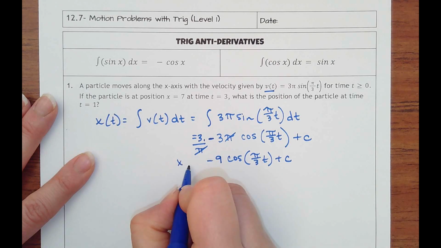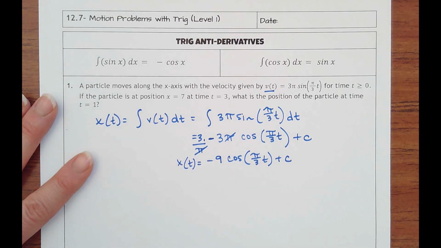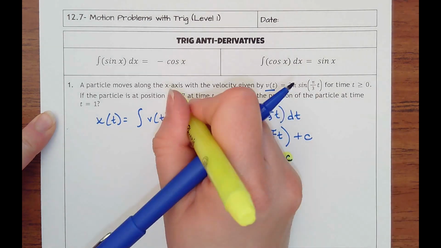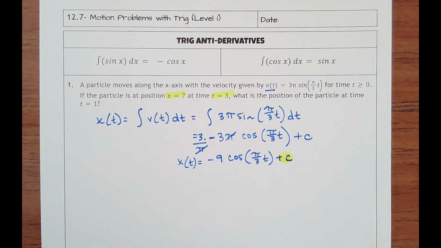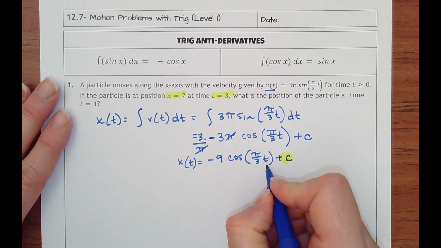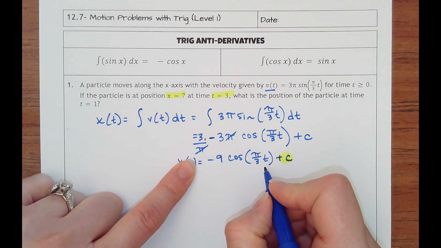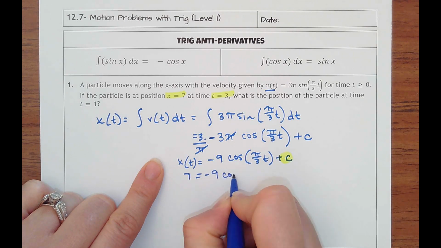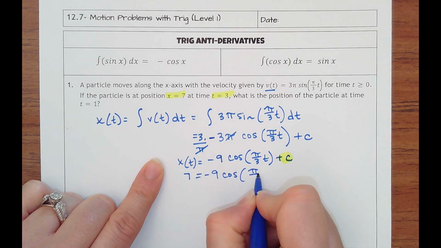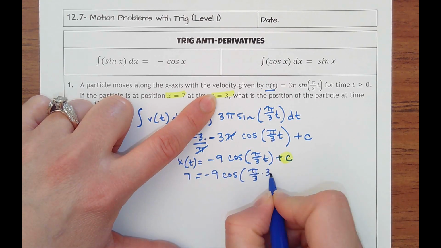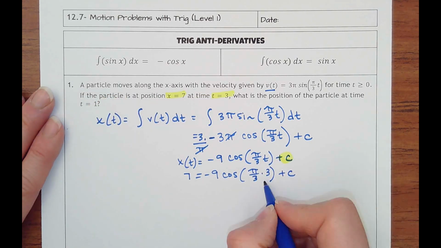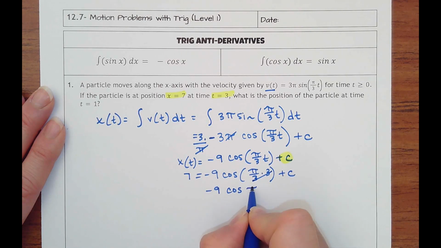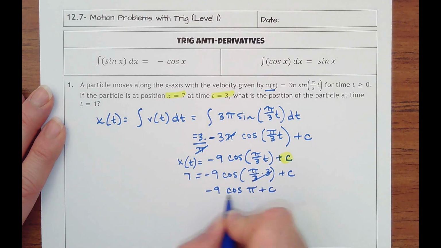And remember, this is really my position function. I have to figure out what c is, and I go back to what it tells me is an ordered pair. When the time is 3, I know the function is at a position of 7. So I'm going to say 7 equals negative 9 cosine of pi over 3 times a time of 3 plus c. 3's are going to cross cancel. So I'm left with just cosine of pi.